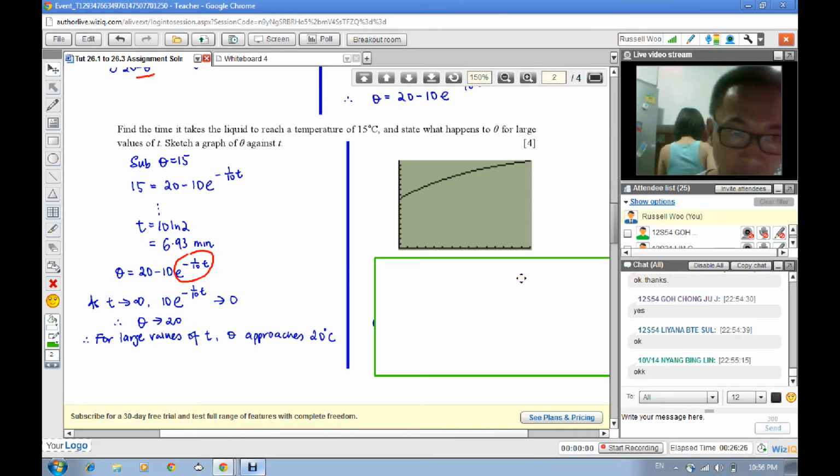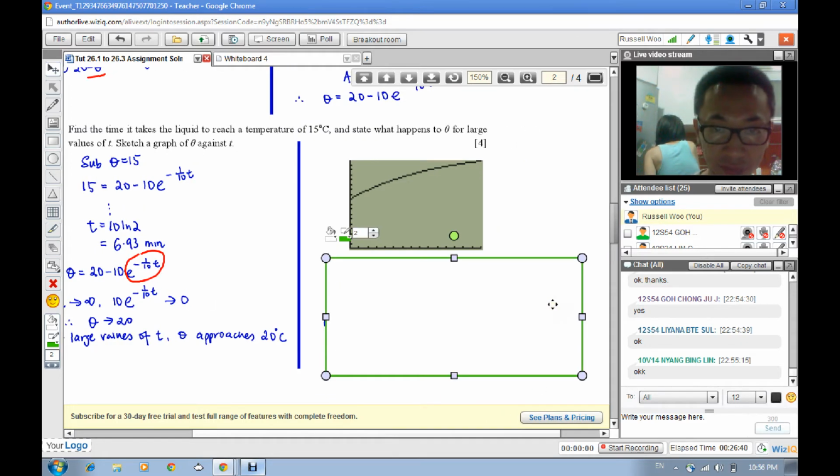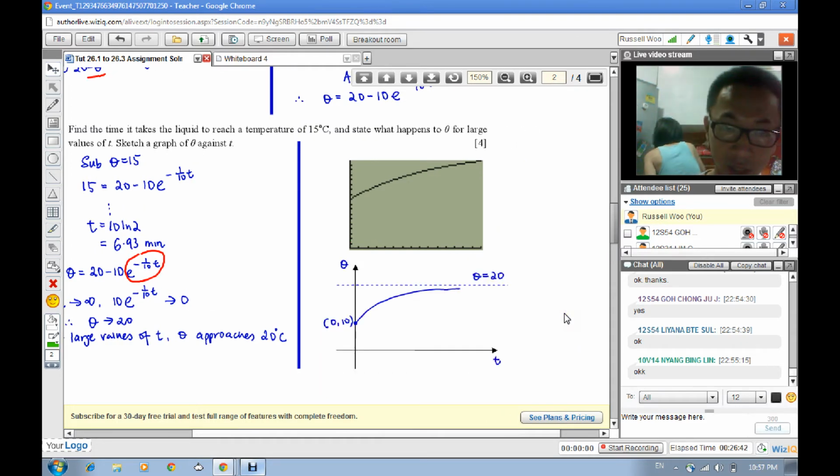There is a reason why they ask you what happens to theta for large values of t. It actually means that theta equals 20 degrees is a horizontal asymptote. So while you can transfer it, you must make sure that theta equals 20 is a horizontal asymptote. And you must also be very clear that at t equals 0, theta is 10, which is given in the question.